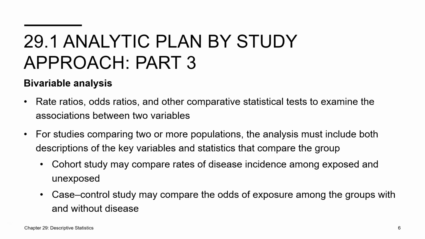A cohort study and a case control study are commonly used. The bivariable analyses are commonly used in these study designs. A cohort study may compare the rates of disease incidence among the exposed and the unexposed, whereas a case control study may compare the odds of exposure among groups with and without the disease.